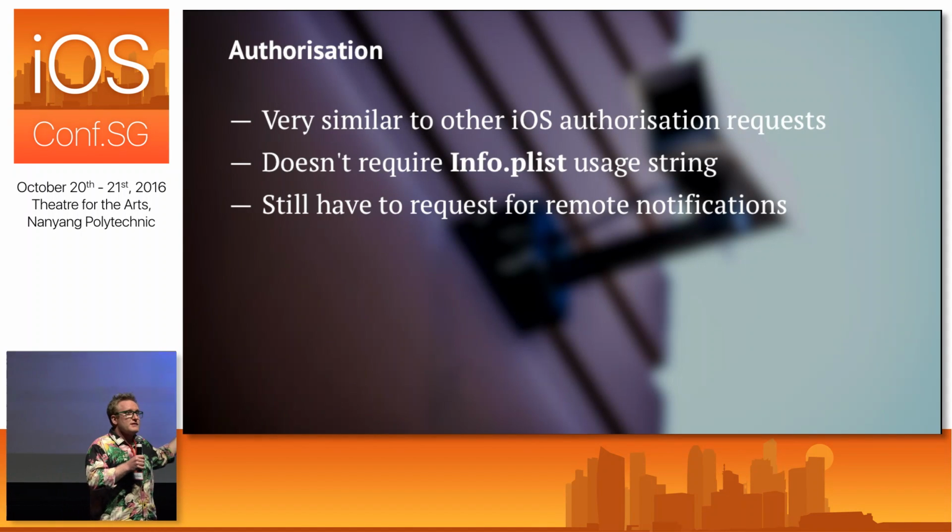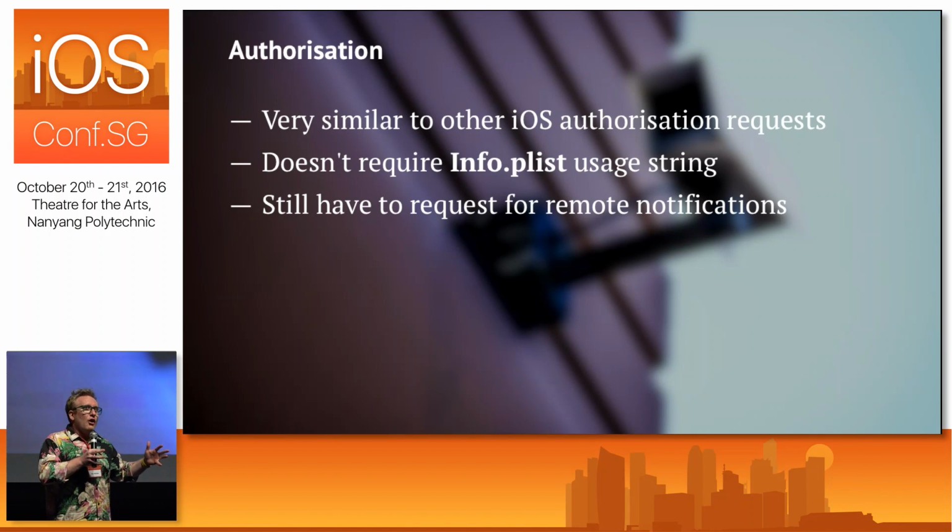It's very similar to many other authorization requests. In terms of authorization requests in iOS, we're in kind of a funny state where all the new style ones use nice functional callbacks to tell you the status of what the user says. The old style ones use delegates. This is in the new style, so you'll recognize that. You don't need an info plist usage string because they're more associated with privacy.